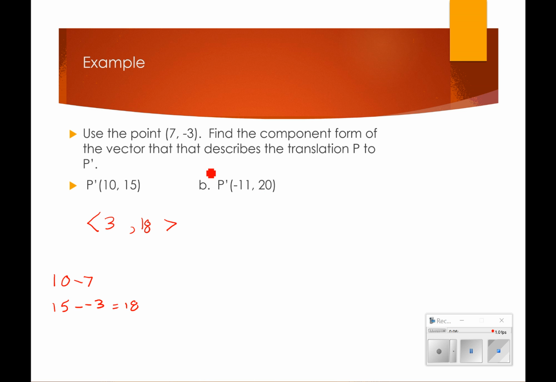For part B, negative 11 minus 7 gives me negative 18. Seem to like that number today. And then 20 minus a negative 3 gives me 23. So there is my vector that would map that point (7, -3) onto (-11, 20).